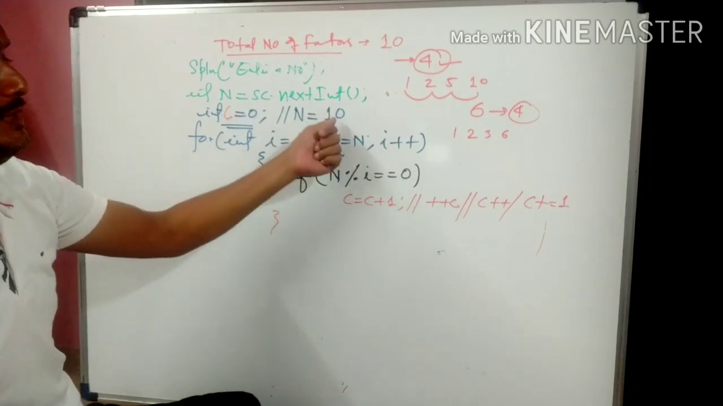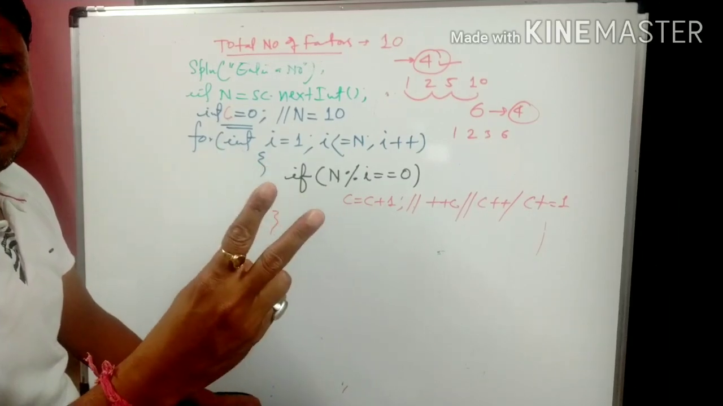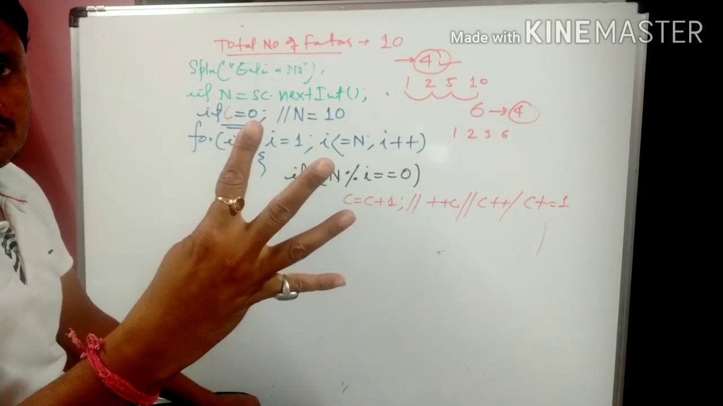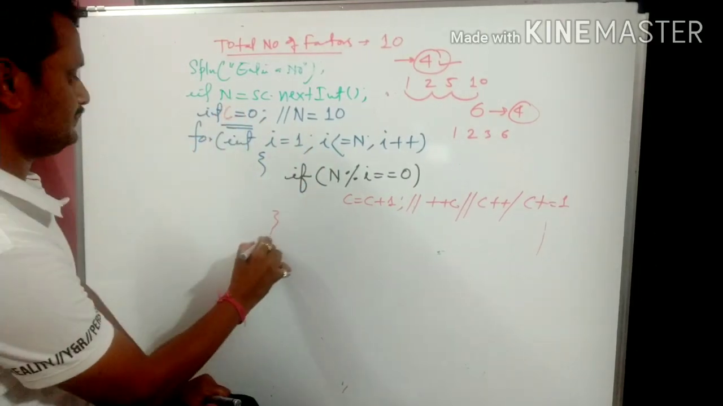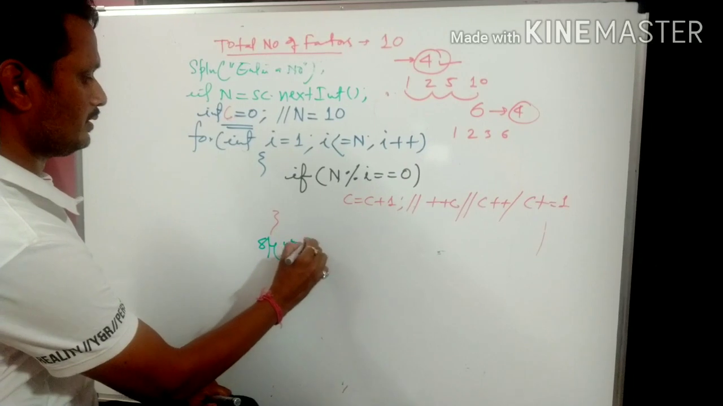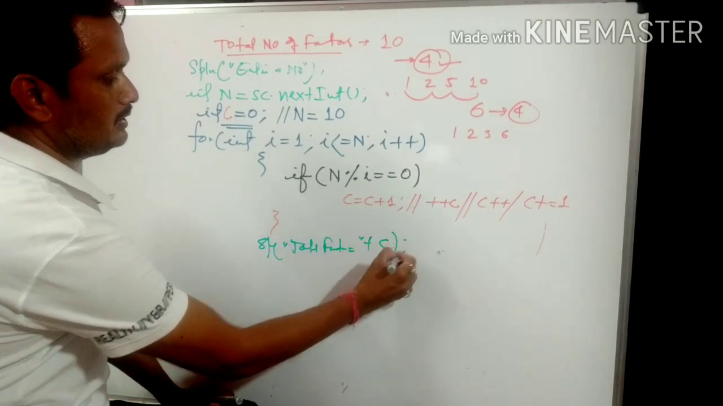So if the number is 10, it is divisible by 1, by 2, by 5, and by 10. How many times? 4 times. So outside of the loop you write total factors is equal to c.